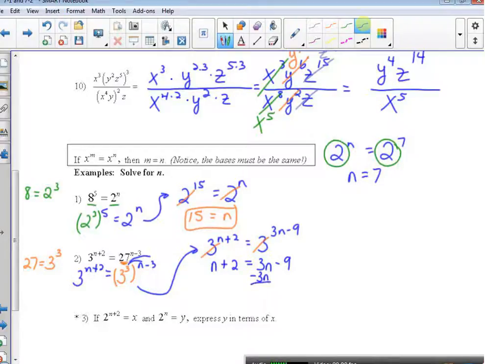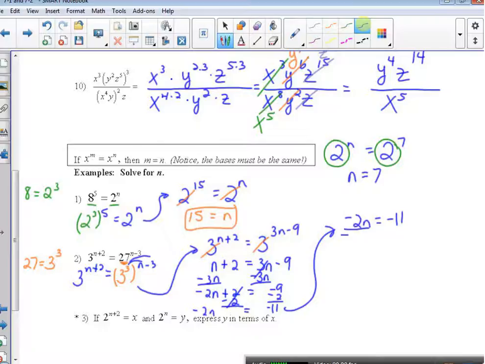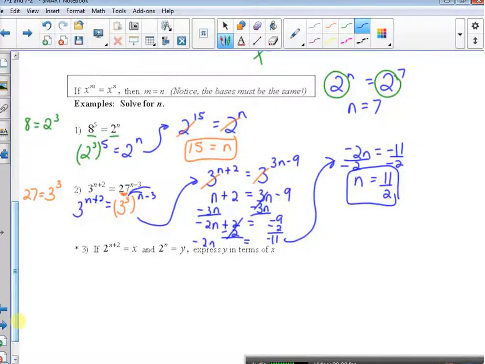I'm going to subtract 3n and get negative 2n plus 2 equals negative 9. Subtract 2, and I get negative 2n equals negative 11. And then divide by negative 2. You could have done that differently too. So I get 11 halves. A little bit harder to come up with that one just by looking at it. We're going to see this again as well, but this will just give you a beginning of it.